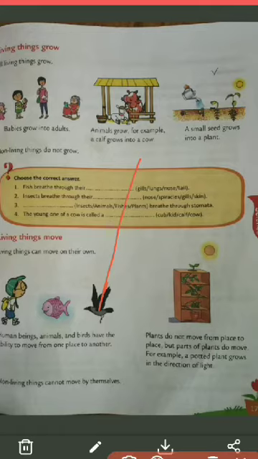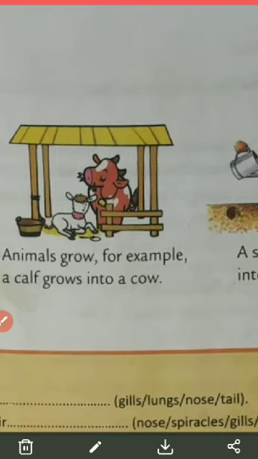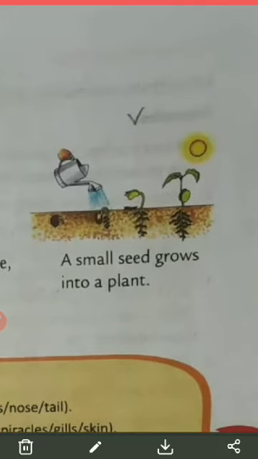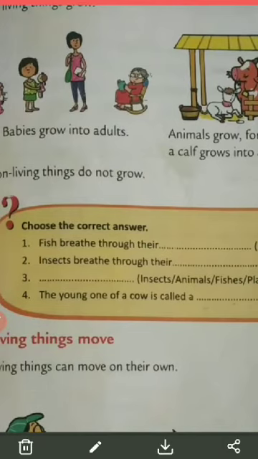Animals also grow. The calves grow into cows. Plants also grow from seeds. A small seed grows into a plant. So all living things grow. But non-living things do not grow. We have not seen a table, a chair, or a fan growing. Students, even your pencil and eraser do not grow. So non-living things do not grow.